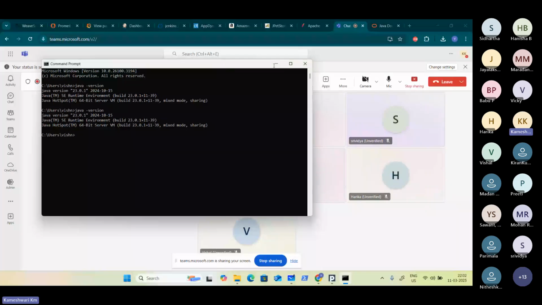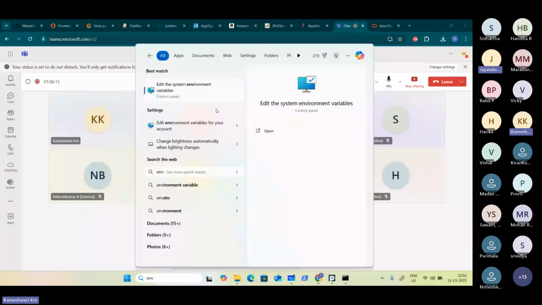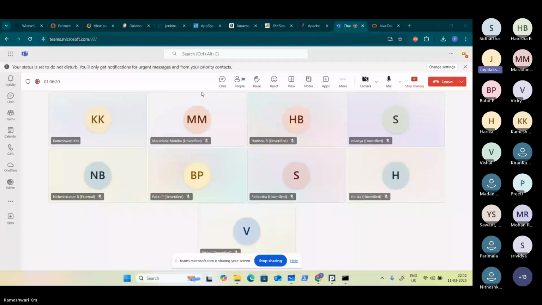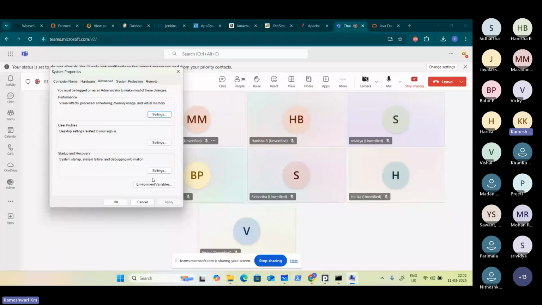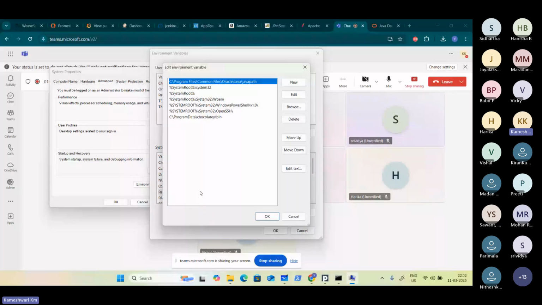So just enter "env". This option should come: edit the system environment variables, right? Click on that. Right now here, just go to environment variables. Now this will come. Here you have to add, for example, in the system variables, a path. So click on this path here. You need to add your JDK path here.